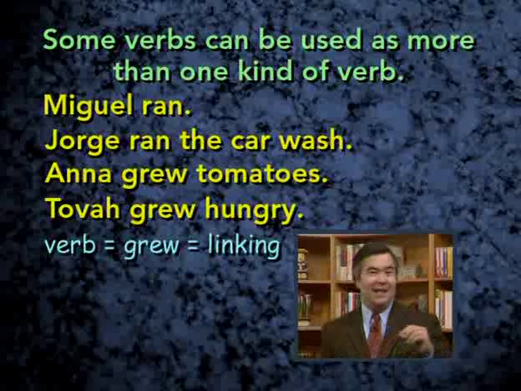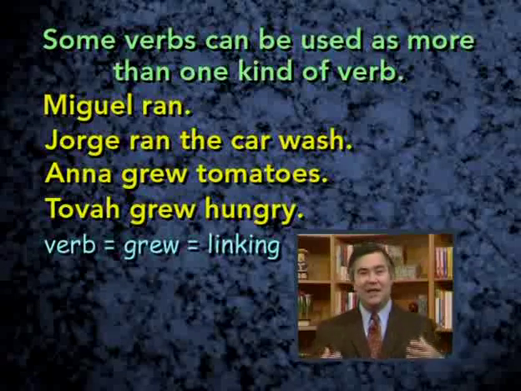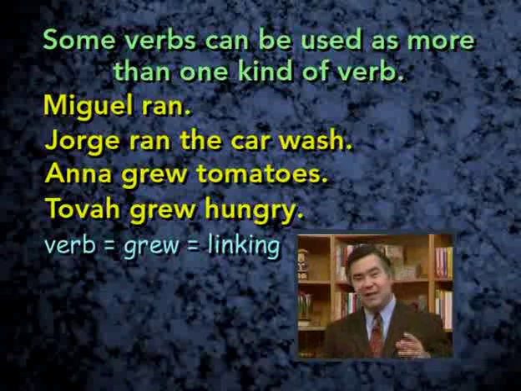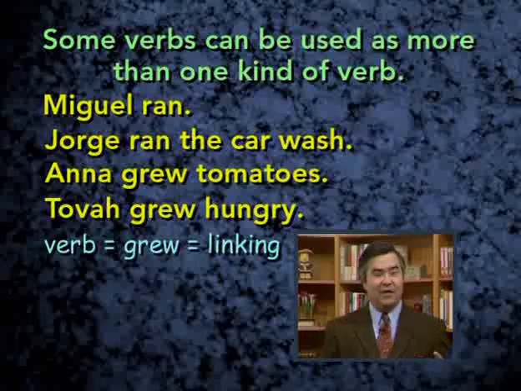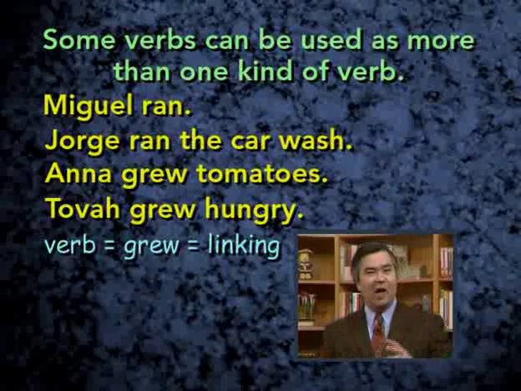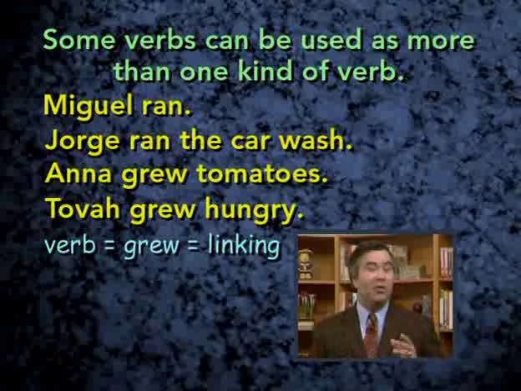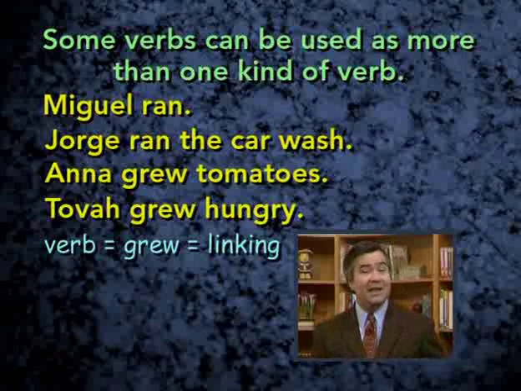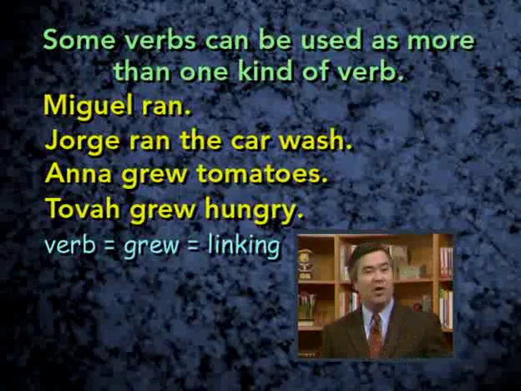Hungry is not the object of the action. It's not receiving the action in the way the tomatoes received the action of growing in the sentence about Anna. Instead, grew is being used as a linking verb, and Tova and hungry are being equated with one another. Once again, notice that the very same verb can be used with different meanings to play a different role in a sentence.